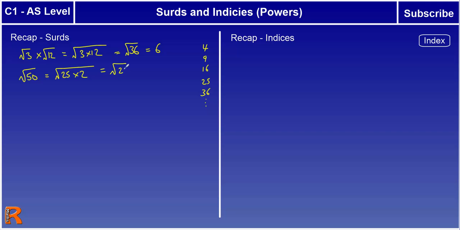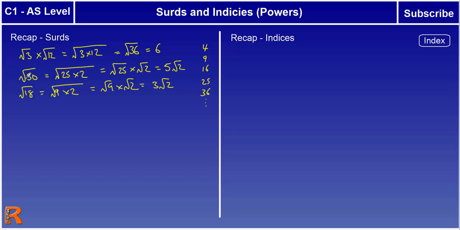We get the square root of 25 times the square root of 2, and the square root of 25 is 5, and the square root of 2. So we're simplifying that into its base surd, which is root 2. The reason why we do that is then if we have another square root, for example, 18, which is 9 times 2, the square root of 18 equals the square root of 9 times 2, which is the square root of 9 times the square root of 2, which is 3 root 2.